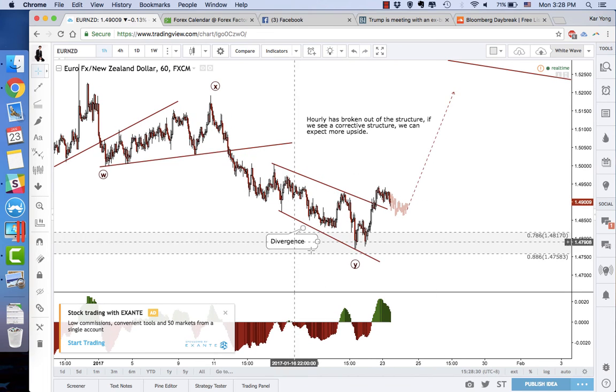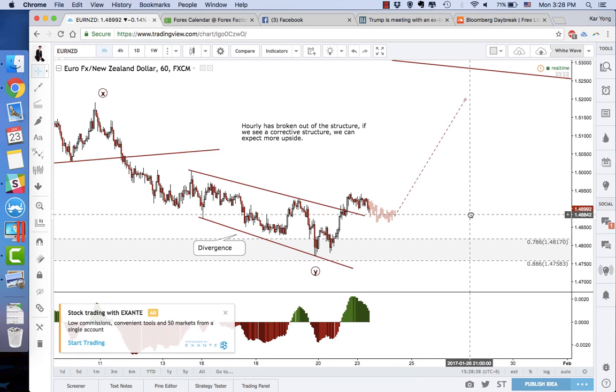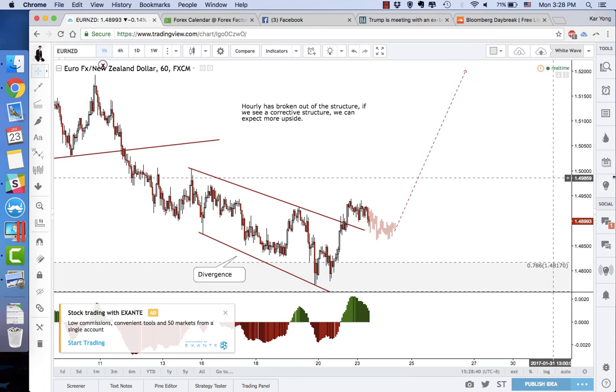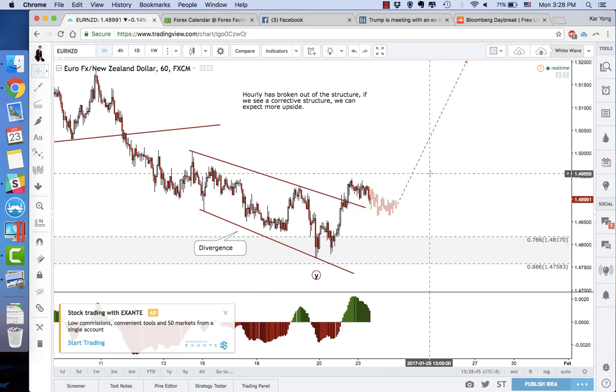But on the hourly time frame, you can see again very similar to Euro Aussie, this structure with a divergence has been broken. Right now, price is forming the corrective that we would like to see. Once this corrective is done, we'll be looking for a very nice long opportunity and go for the home run on Euro Kiwi again for 2017 trade of the year.